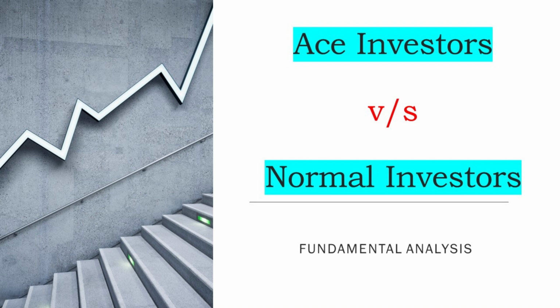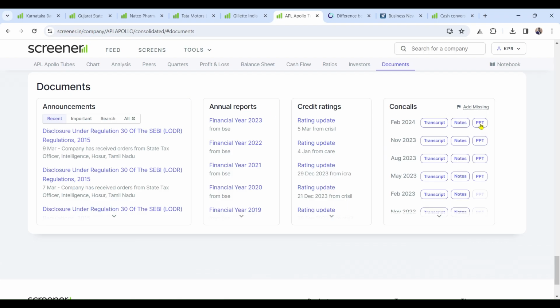An ace investor, a successful investor, will go one step further and read the company's annual reports, con calls, see the presentations, and attend the investor and analyst meetings, right? So attend all these meetings and gather as much information as possible from the growth perspective of the company. That gives the confidence and the right direction when taking decisions.